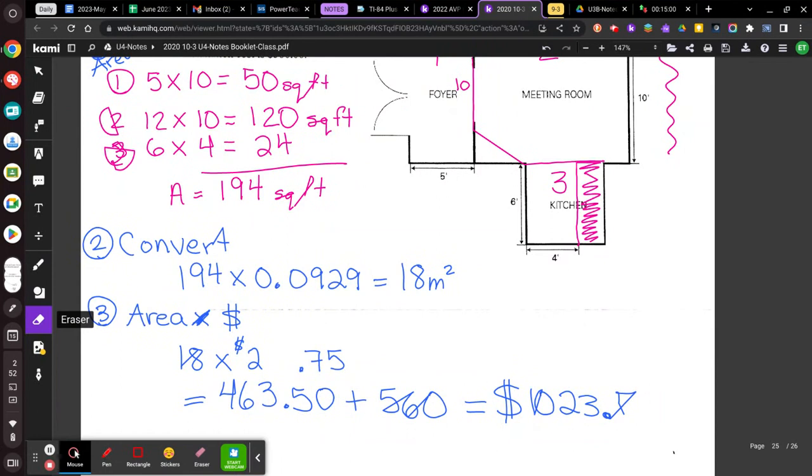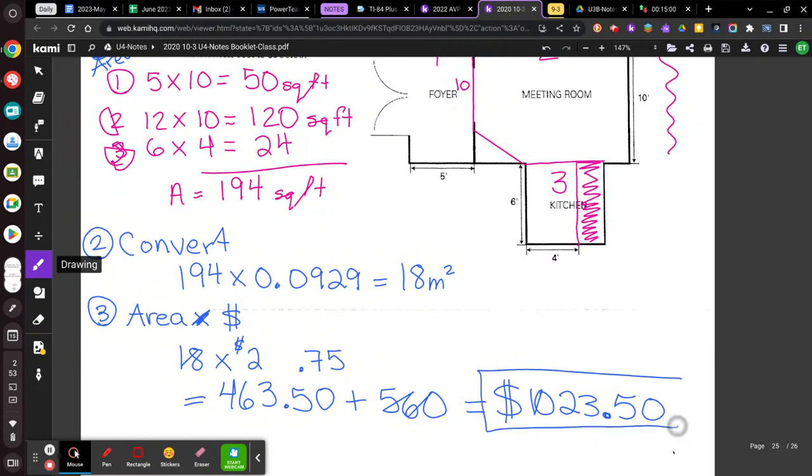I would just leave it and call it a day. Okay, there it erased. Finally. Oh, this machine, I tell ya. Okay. $1,023.50. And that's our final answer. Holy cow.